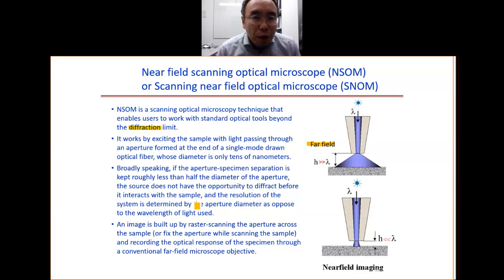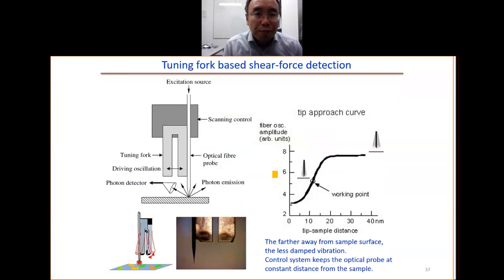But when the tip is very close to the surface, then there will be no diffraction. So broadly speaking, if the aperture-specimen separation is less than half of the diameter of the aperture, then the resolution will be limited by the diameter of the aperture rather than by the wavelength, because there is no diffraction. For example, if the diameter here is 50 nanometer, the gap may be 25 nanometer, then the resolution will be about 50 nanometer. Then you can scan this fiber along the surface and you get the 2D image. This is why it's called scanning.